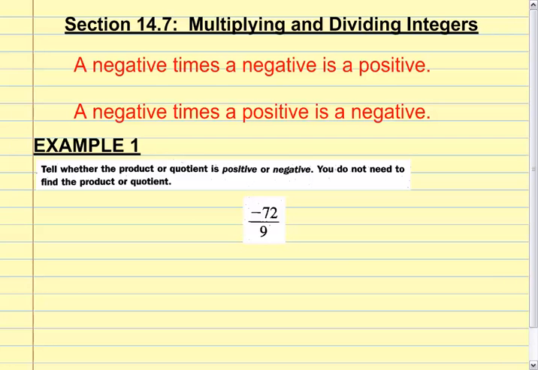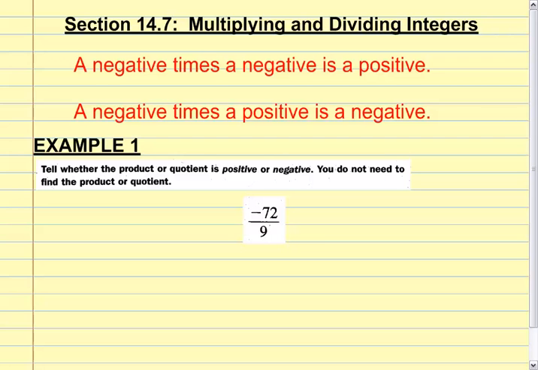Section 14.7, multiplying and dividing integers. Now remember, we've added integers and we've subtracted integers, but we don't really subtract integers, do we? We just add them, we just combine them, and we know that the sign in front of them is the sign of the number, okay?